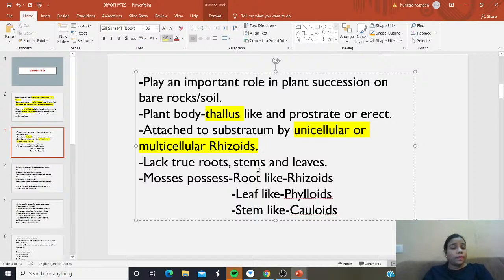Bryophytes lack true roots, stems, and leaves, but they have root-like rhizoids and leaf-like phylloids. So they don't have proper true roots, stems, and leaves, but the mosses, a classification of bryophytes, possess root-like rhizoids, leaf-like phylloids, and stem-like cauloids.